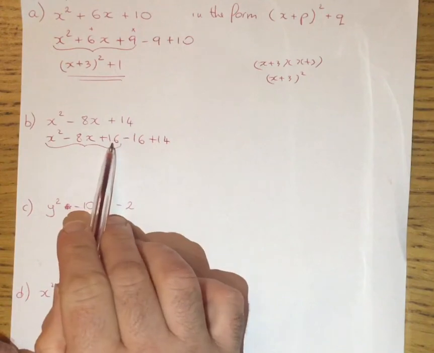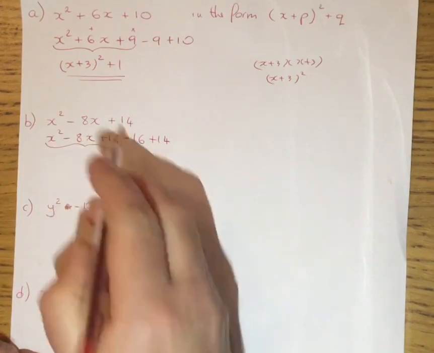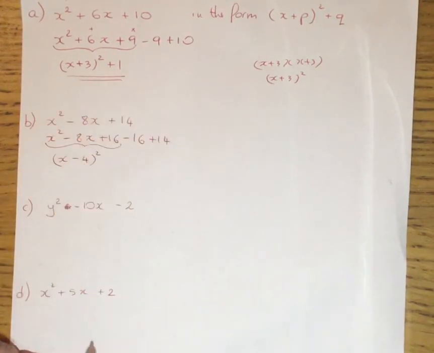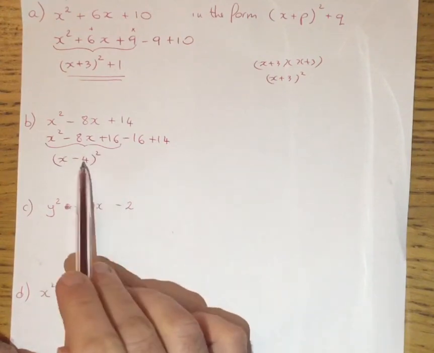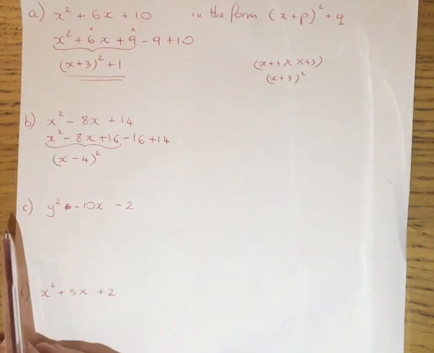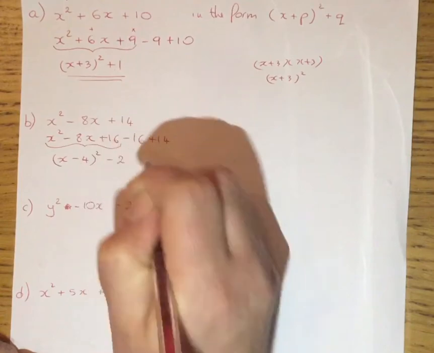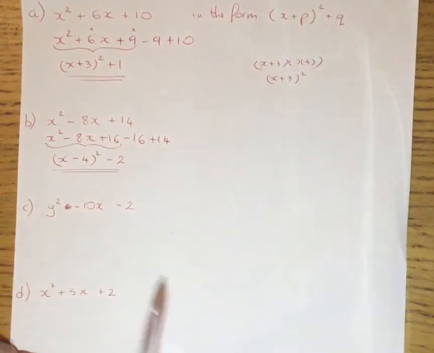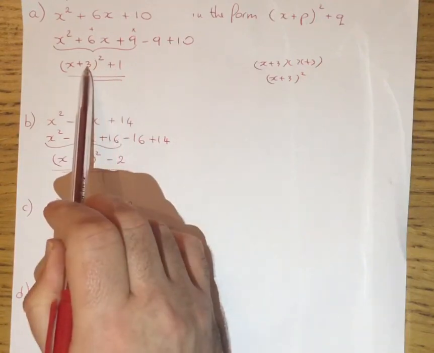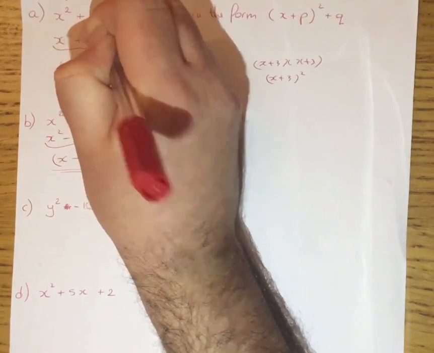So what two numbers multiplied together will give you 16, and added together will give you minus 8? Be careful. Here the answer is minus 4, because minus 4 times minus 4 is positive 16, and minus 4 plus minus 4 will give you minus 8. Minus 16 plus 14 is minus 2. And that's in that form again. Notice that that number there is always half of the coefficient of x.